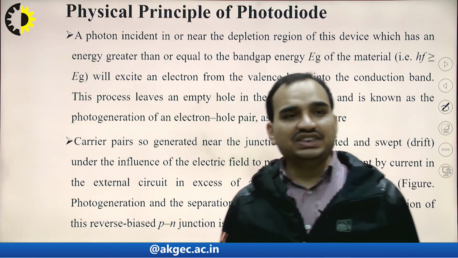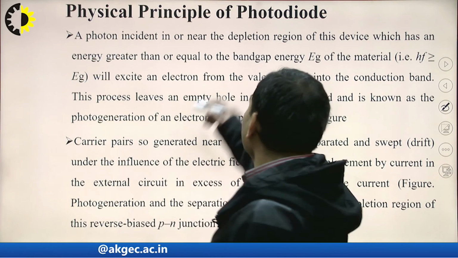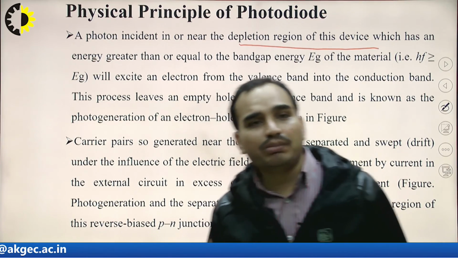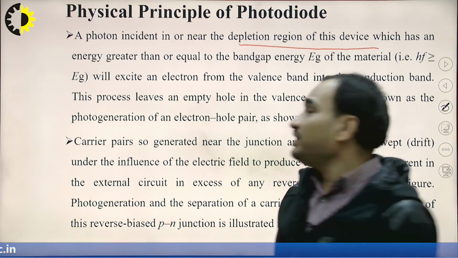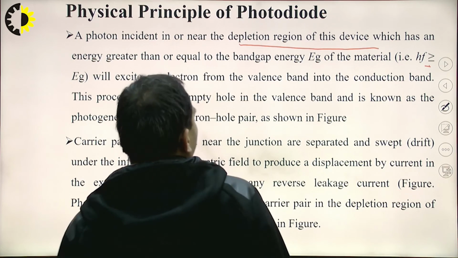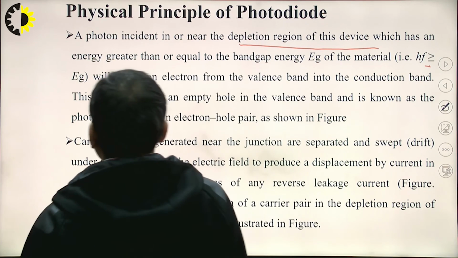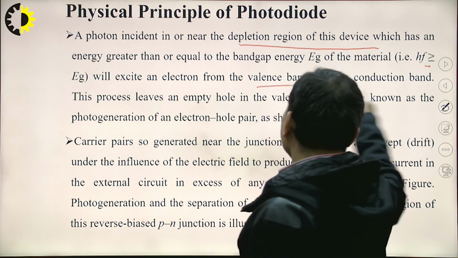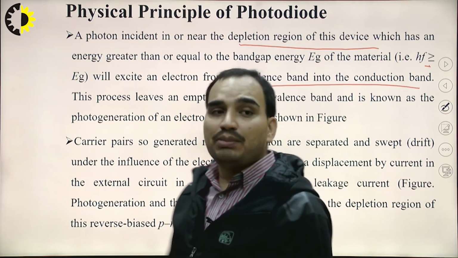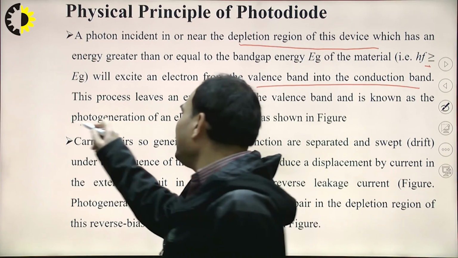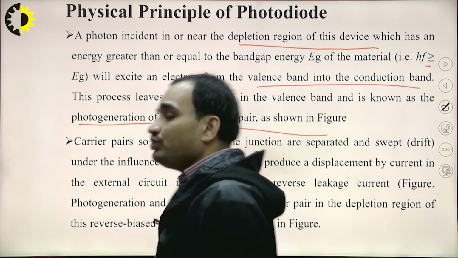So a photon incident in or near the depletion region of this device, which has an energy greater than or equal to the band gap energy Eg of the material, and we know according to the Einstein equation, Eg equals h nu, or it should be greater than or equal to h nu, will excite an electron from the valence band to the conduction band. This process leaves an empty hole in the valence band and is known as the photogeneration of an electron hole pair, as shown in the figure.